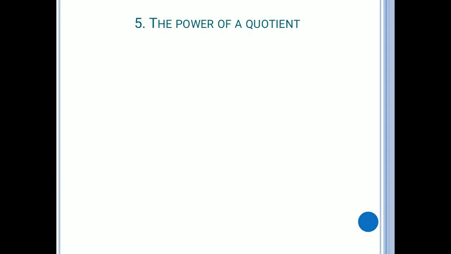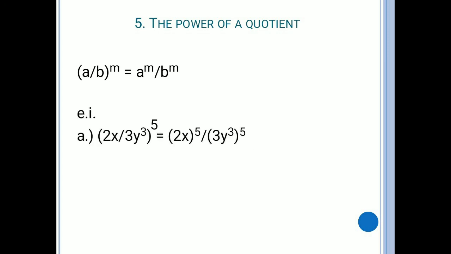Our last law is the power of a quotient. So, kung makikita nyo, para lang din siya yung fourth law. Didistribute yung m sa numerator at sa denominator naman. So, magiging kalalabasan yan ay a raised to m over b raised to m. For example, quantity 2x all over 3y to the 3rd power raised to 5.